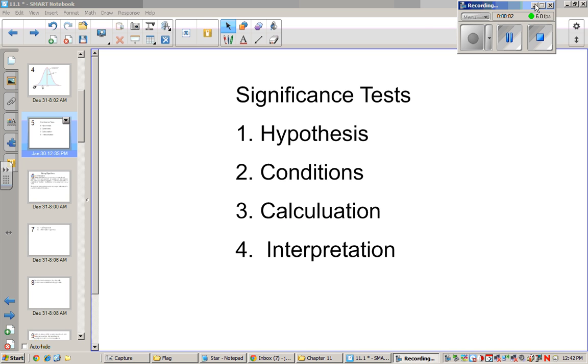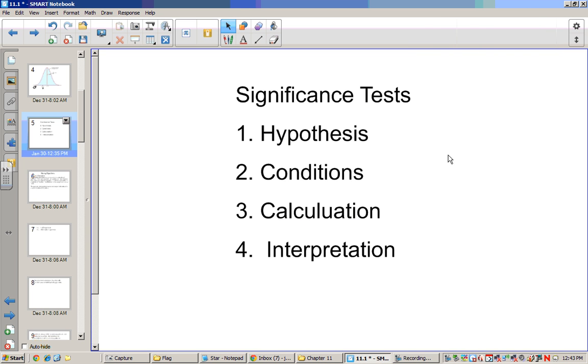Hello. We start with significance tests, and when we do them, they're very similar to the confidence intervals that we've already looked at. The first step is to write out our hypotheses, look at the conditions, perform a calculation, and then interpret. I'm going to break these down into their own videos. So first, we're going to look at the hypothesis.